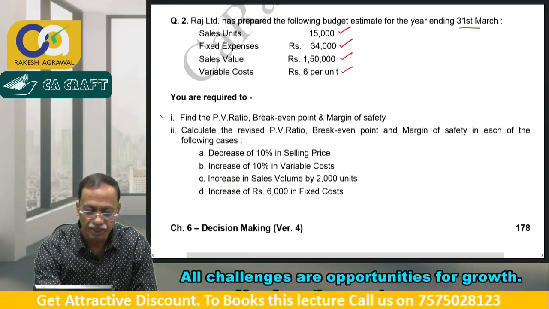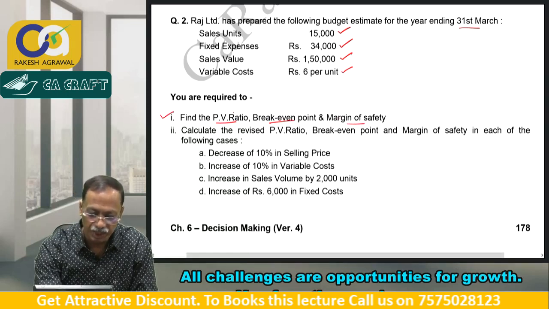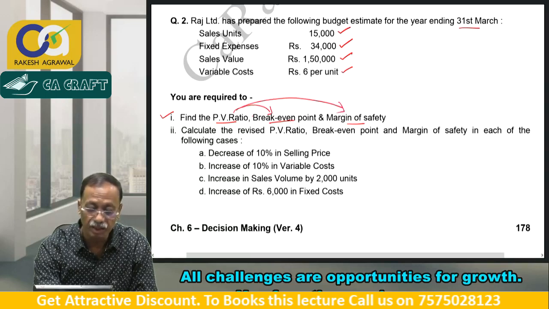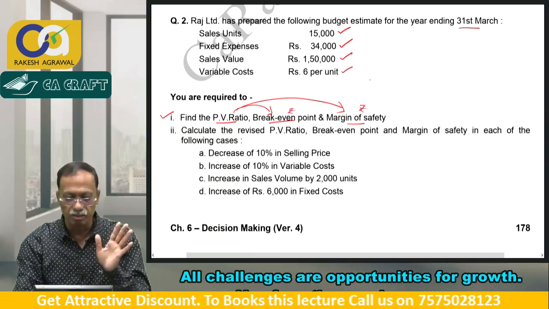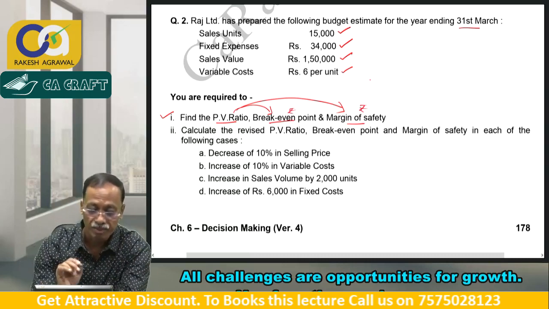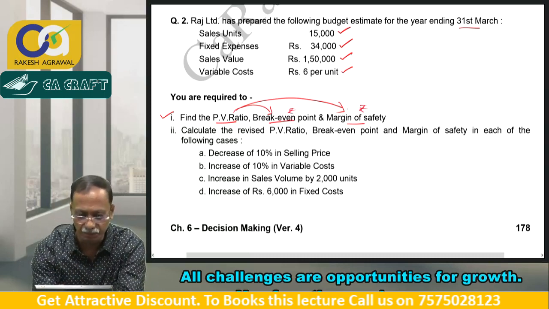First question is find PV ratio, break even point and margin of safety. Now as PV ratio is asked with BP, I will calculate BP based on PV ratio. It means I will calculate BP in rupees and margin of safety also in rupees. You can always calculate in units, there is no problem, but I will calculate it in rupees. This is the first part, which is very simple.